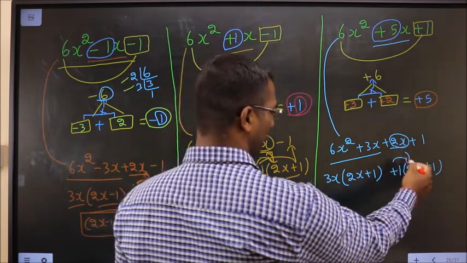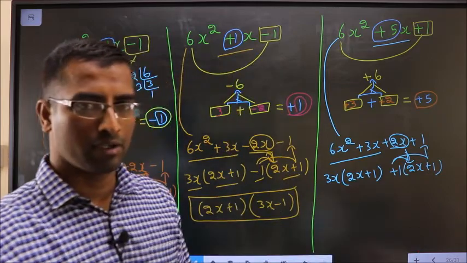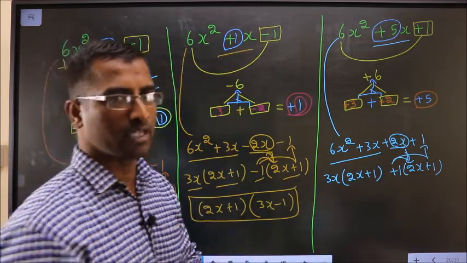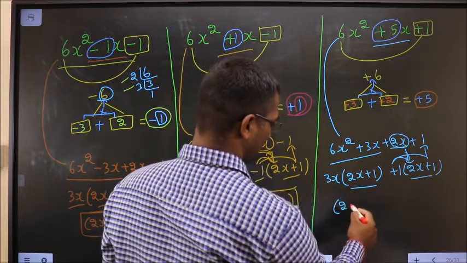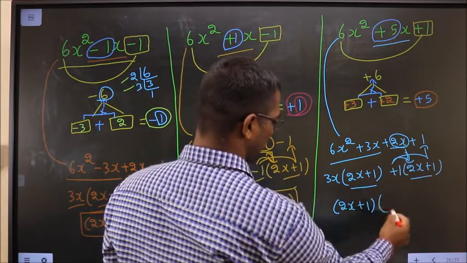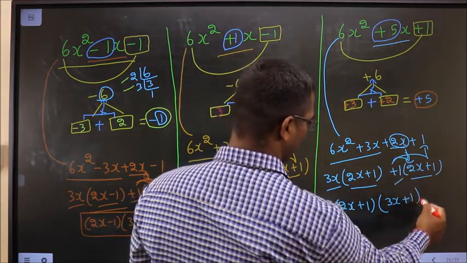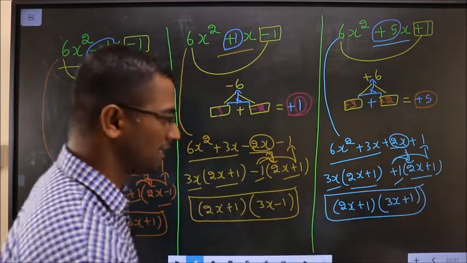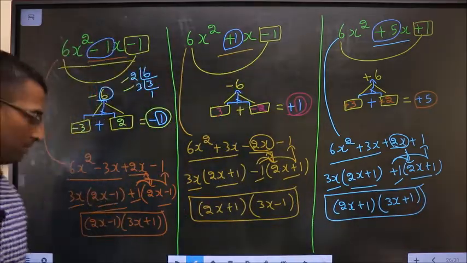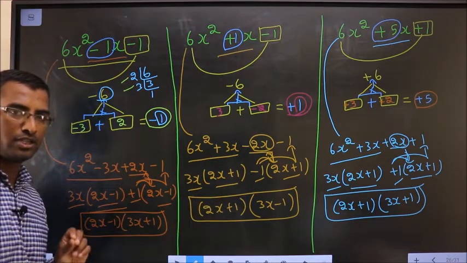If in doubt, multiply and see, still you will get the same answer. Okay. Now take 2x + 1 common. So 2x + 1, here left with 3x and here left with 1. Thus we have factorized and this is the answer. Understand the difference in each. Okay, good.